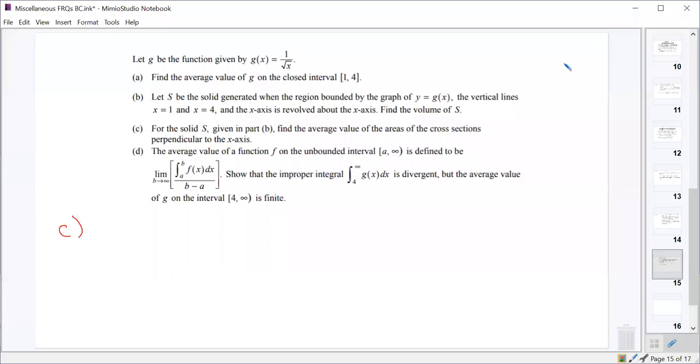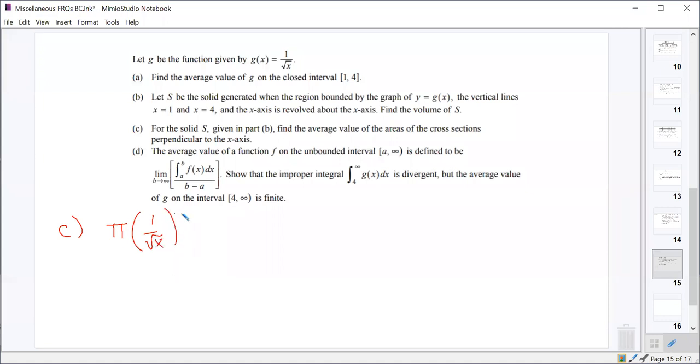So picking up where we left off yesterday with part C, the solid S, which we did yesterday, right? We took the region from 1 to 4 of 1 over root x and revolved it around the x-axis. That gave us the solid S, volume in D. For part C, we want to find the average value of the areas of the cross sections that are perpendicular to the x-axis. So the cross sections, each of their areas, remember, was pi times our function.